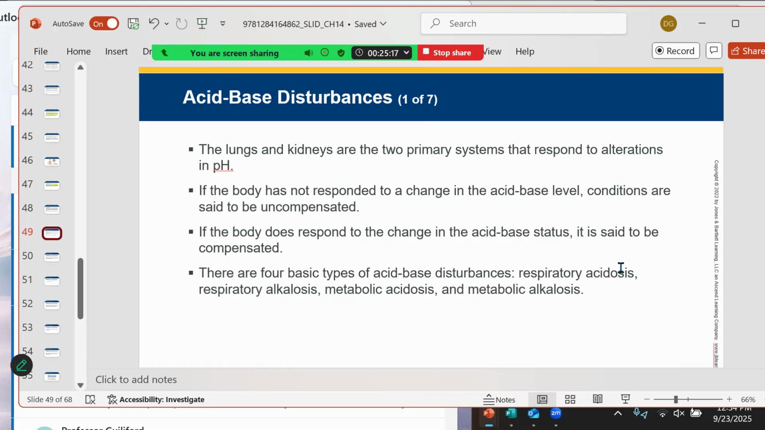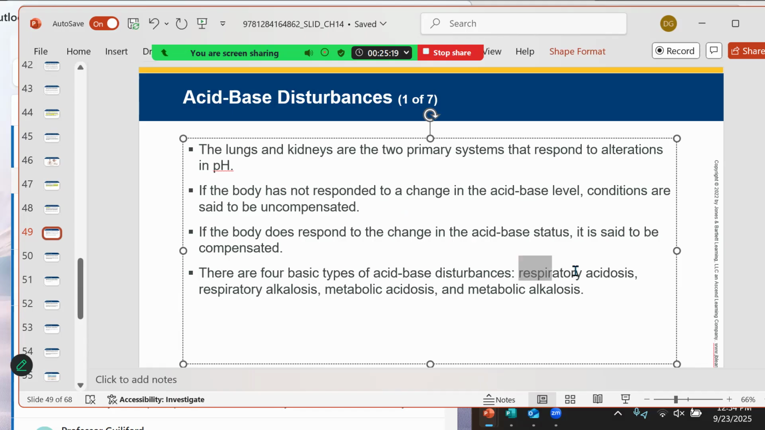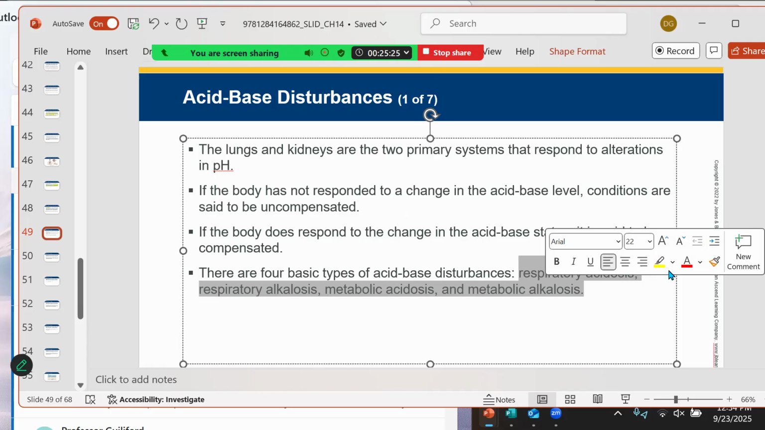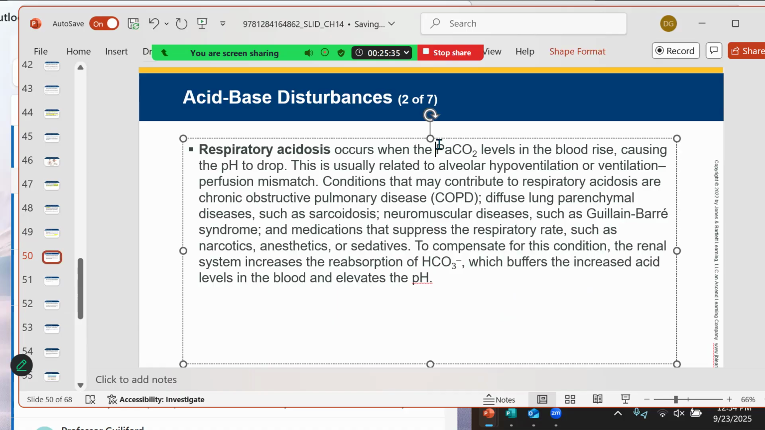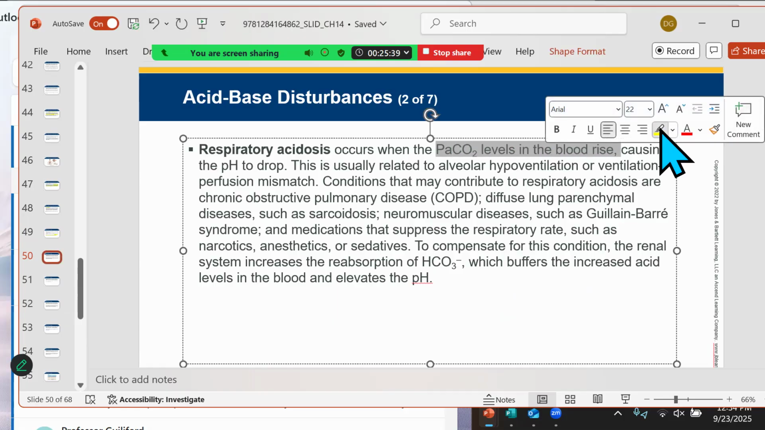The 4 types of disturbances, we're going to do some practice together for interpreting this: respiratory acidosis, respiratory alkalosis, metabolic acidosis, and metabolic alkalosis. Respiratory acidosis is where the CO2 is too high. So CO2 rises. That is an acid condition. CO2 is an acid.